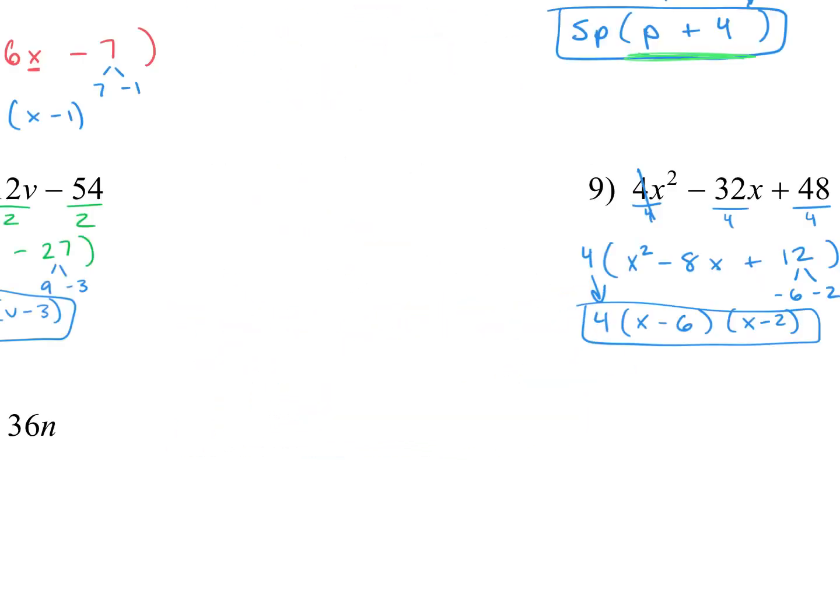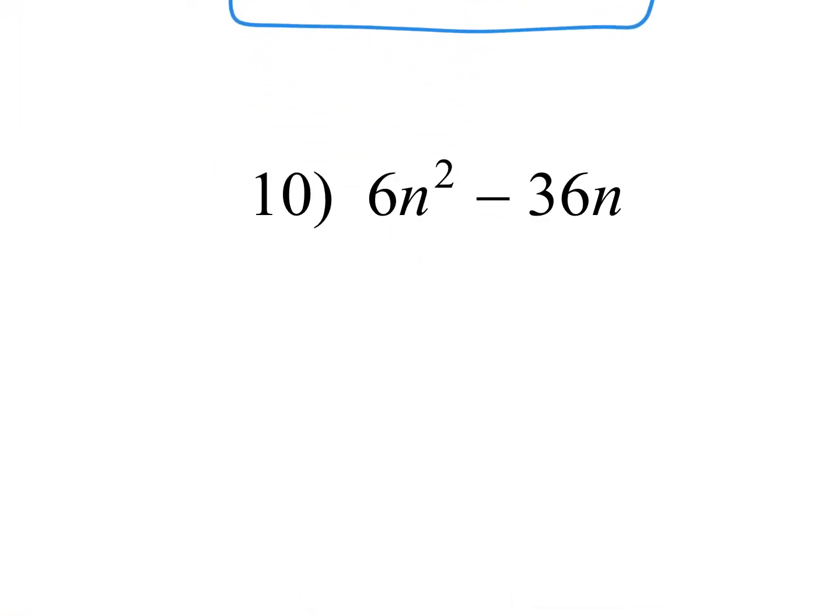All right, number 10. Marina, what should I do first? Divide by 6n. Awesome, divide by 6, and they both have an n in common, so I'm dividing by 6n. So since I'm dividing by 6n, that goes on the outside. 6 divided by 6 is just 1.